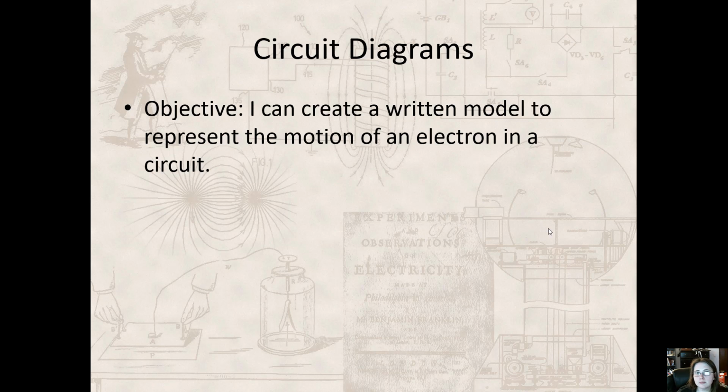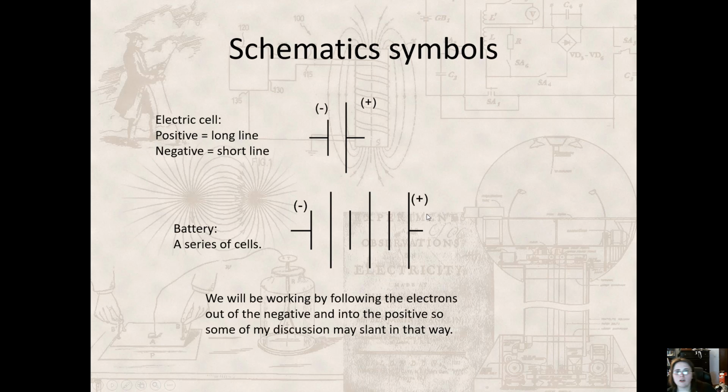We are going to talk about the symbols used for circuit diagrams, and we want to be able to create a written model to represent the motion of an electron in a circuit by the end of today. So there are some various symbols. All of the symbols are on your reference table.